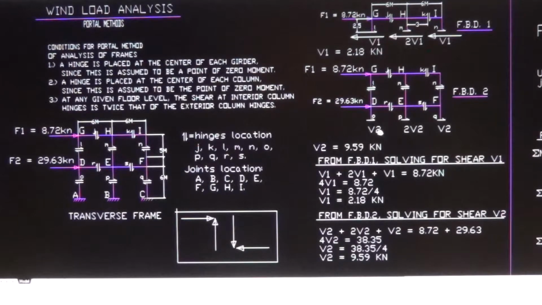So we have the V1 there solved. Now let's go for V2. Same thing. Put this in the equation. V2 plus 2V2 plus V2 is equal to the wind loads. This is 8.72 plus 2 wind loads now for this free body diagram, 29.63. Add all this together is 38.35. V2 now is 38.35 divided by 4. V2 is 9.59 right here. So we have V1, V2 solved. Now let's go solve for shear.